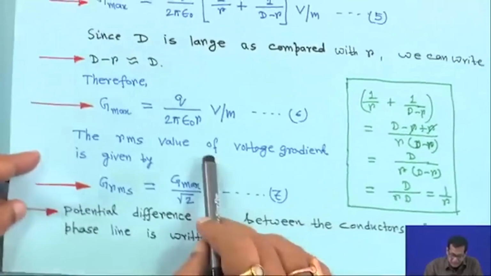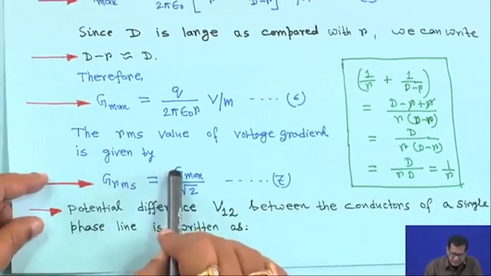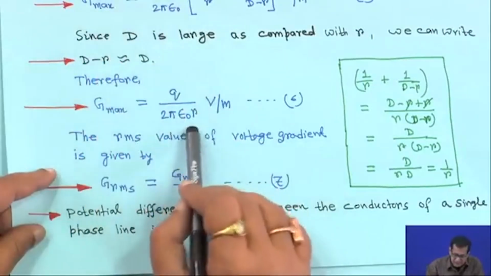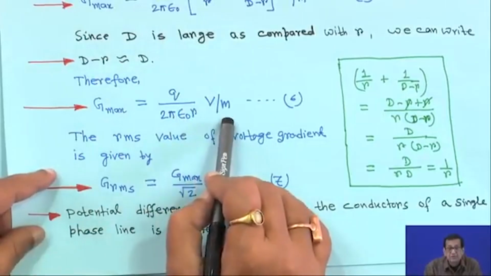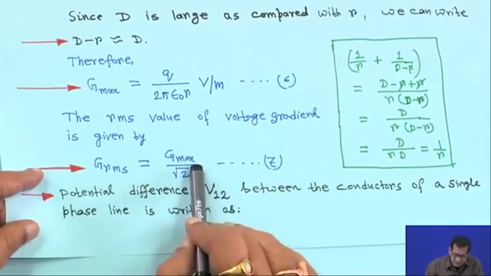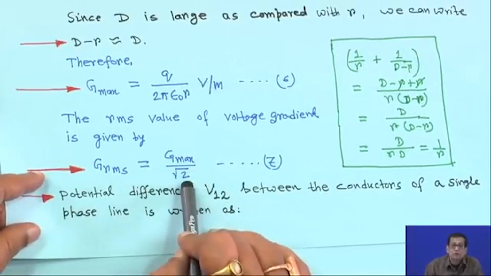Therefore, the RMS value of voltage gradient is given by, since this is the maximum value, G max is equal to Q upon 2 pi epsilon 0 r volt per meter. The RMS value G RMS is equal to G max upon root 2.